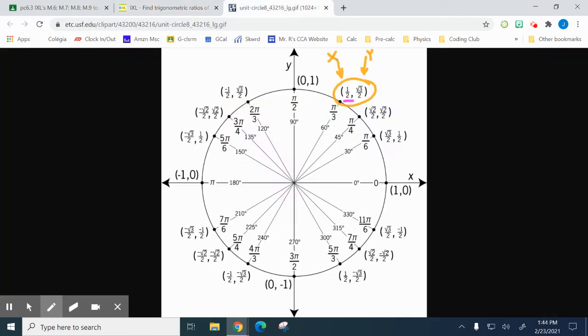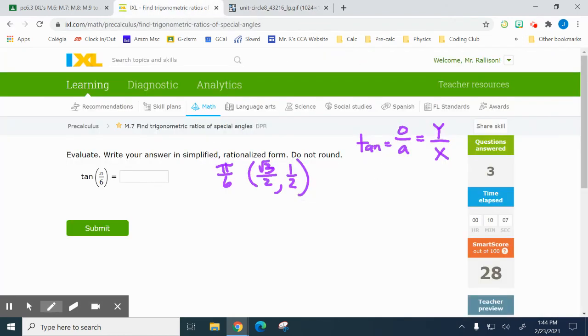Double check, never hurts to double check: square root of 3 over 2 over 1/2. The tangent of pi over 6 is going to equal the y over the x. So it's going to equal 1/2 over square root of 3 over 2.